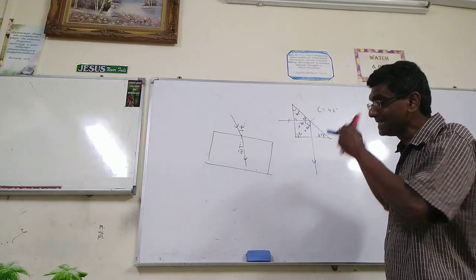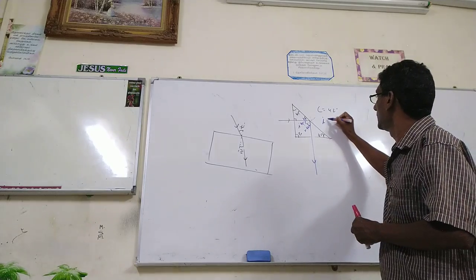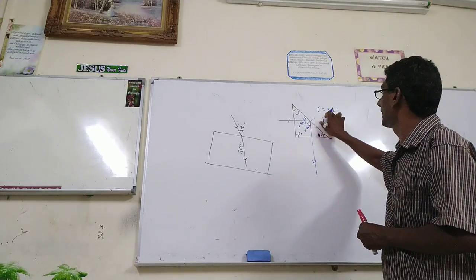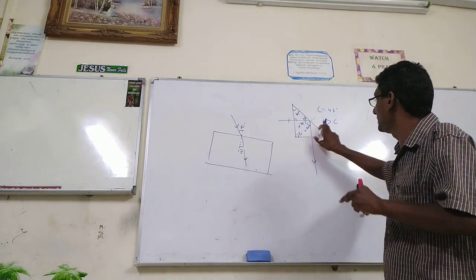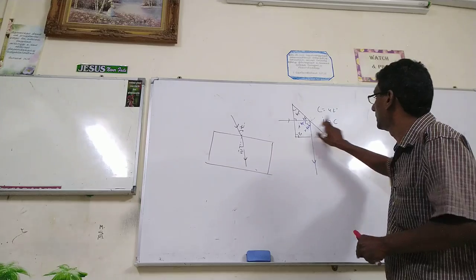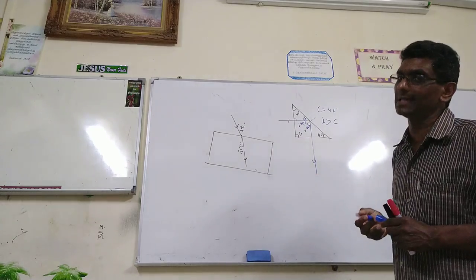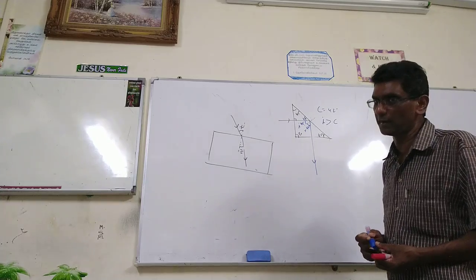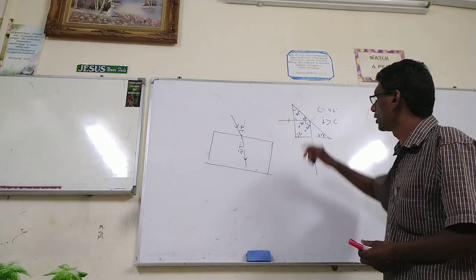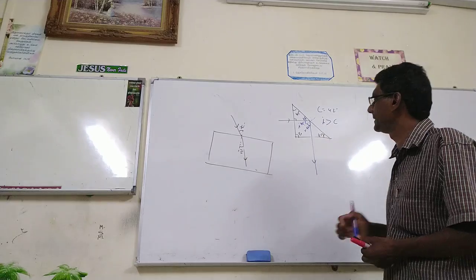So the incident angle is more than the critical angle. The critical angle is 42, the incident angle is 45. So the incident angle is more than the critical angle, and the light experiences total internal reflection, because the incident angle is more than the critical angle.